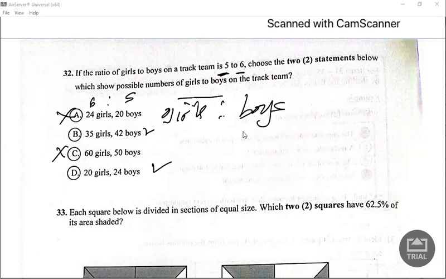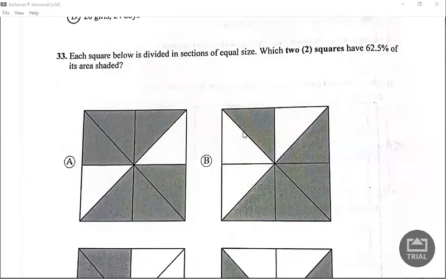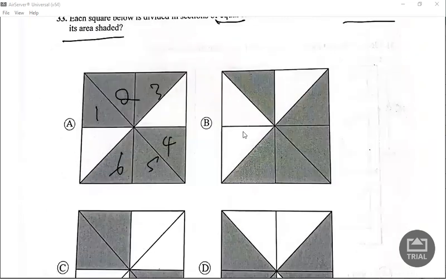Let's move on to 33. Each square below is divided into sections of equal size. Which two squares have 62.5% of its area shaded? So what we have to do is basically check how many are shaded in this. We have 6 out of a possible 8. 6 over 8 is the same as 3/4, which is 75%. So it couldn't be this.